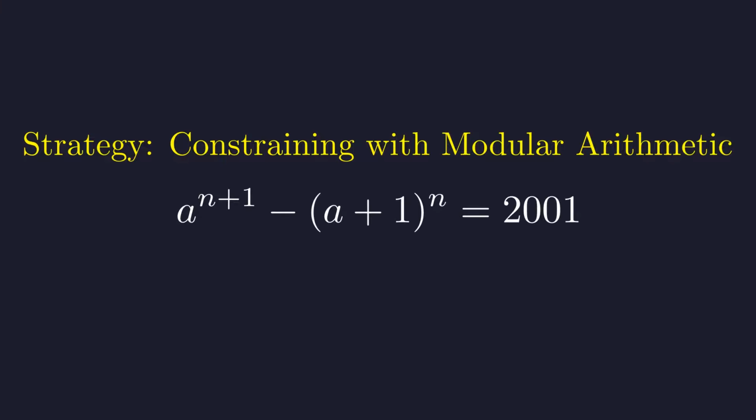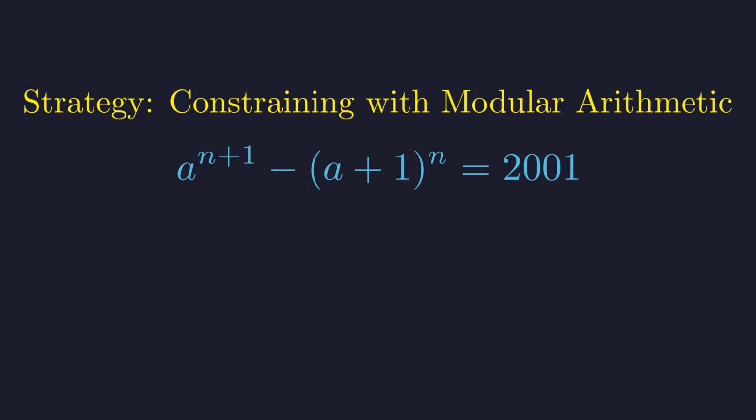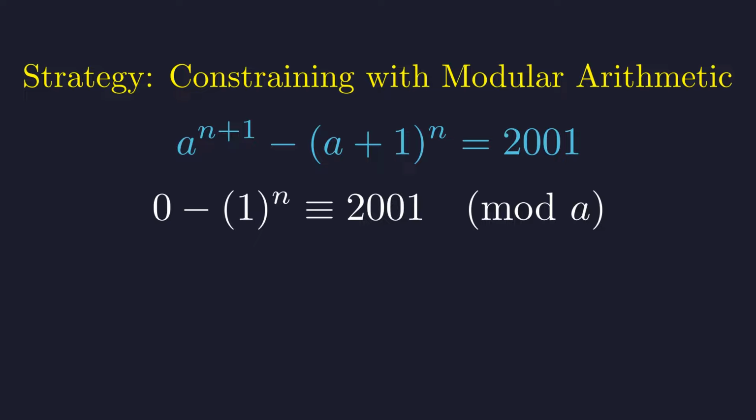Let's examine this equation using modular arithmetic. We'll look at what happens when we reduce both sides modulo a. When we reduce modulo a, the first term becomes 0 since a to any power is divisible by a. The second term simplifies dramatically. This gives us 0 minus 1 to the power n, which is congruent to 2001 modulo a.